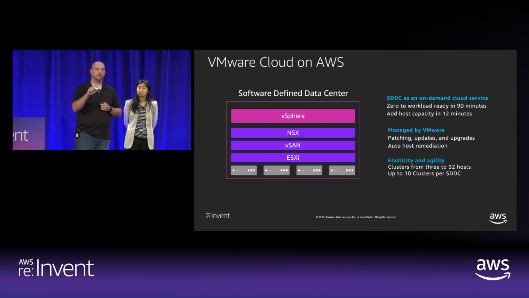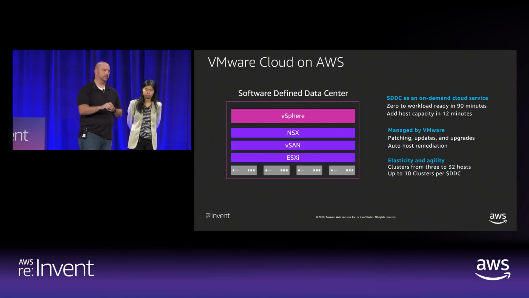So this is not running, your VMs are not connected directly to an AWS VPC subnet. So that's one important piece to know.